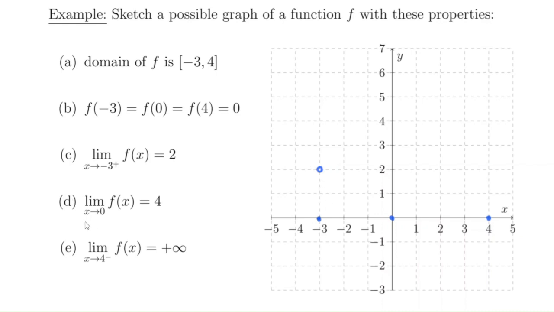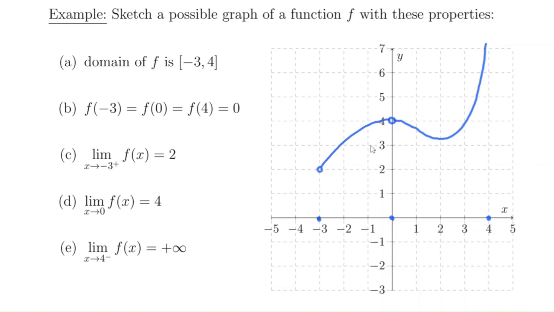Now we want the limit as we approach 0 to be 4. Now remember, f of 0 is 0, but as we approach 0, we want the limit to be 4. Okay, so we're going to draw in some curve so that it has the right limit there. Now, what about the limit as x approaches 4 from the left. So if we're over here at 4, as we approach 4 from the left, we want it to blow up to infinity. Okay, so we want it to have some type of vertical asymptote blowing up to infinity there. So let's draw in a graph.